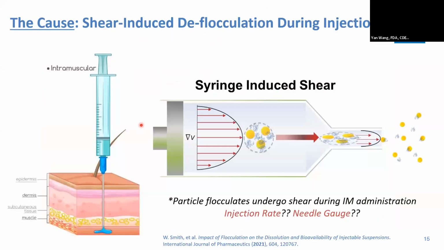So what's the impact? What we realized is the particle flocculates, then when it undergoes shear during the IM administration, for instance, the injection rate and needle gauge could affect the particle size when they enter the body.